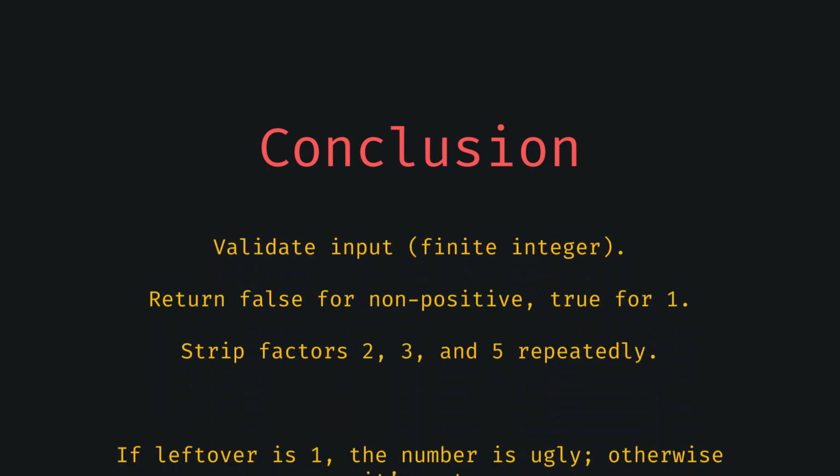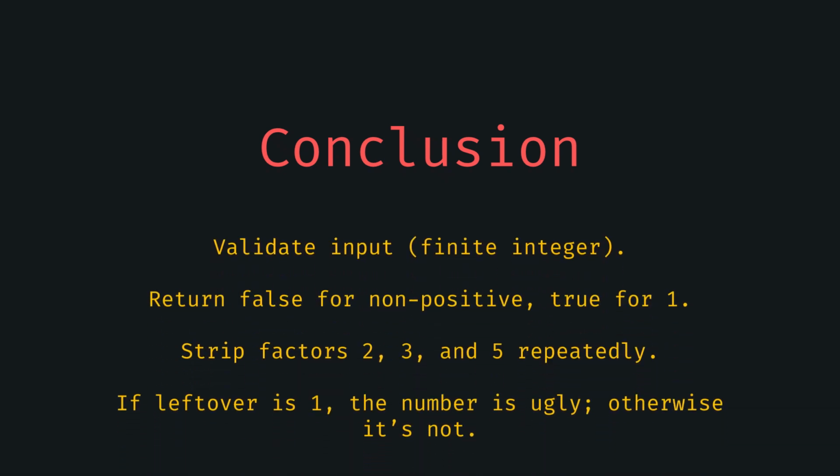To wrap up, we've built a robust and readable function to check ugly numbers by removing allowed prime factors and checking the remainder. It is compact, fast, and safe thanks to validation. If you'd like, I can also add a small generator that prints the first n ugly numbers, or a version that uses recursion. Tell me which one you'd like next.